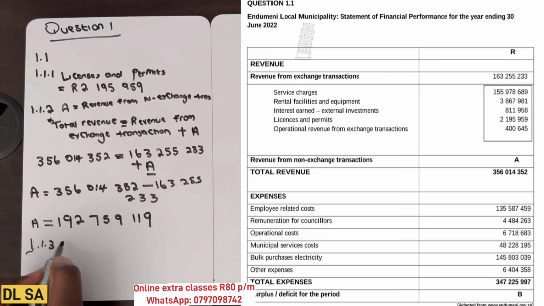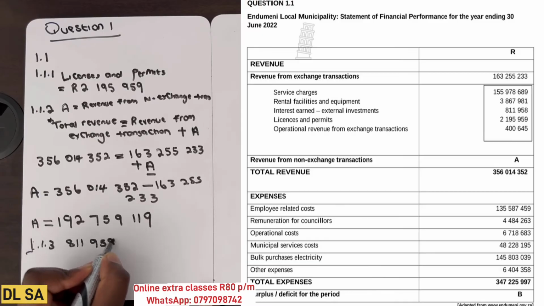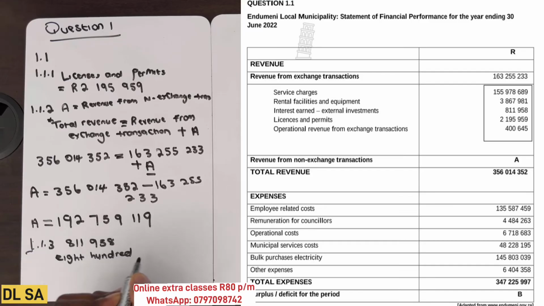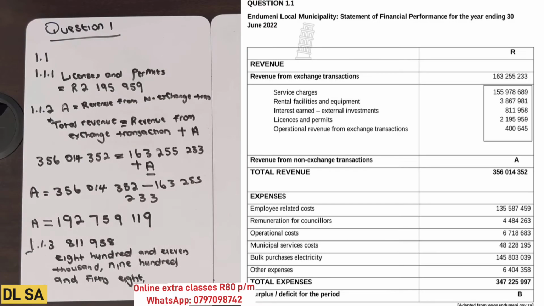So the amount is 811,958. This is eight hundred and eleven thousand, nine hundred and fifty-eight. Then we are done. We got our 2 marks.